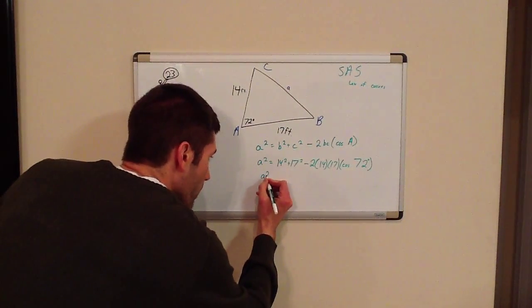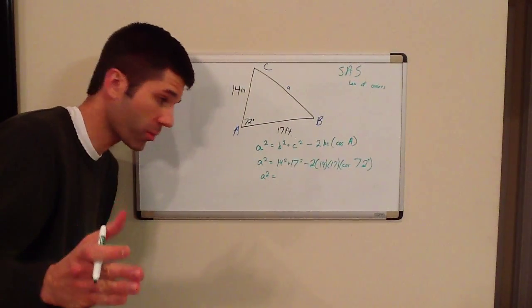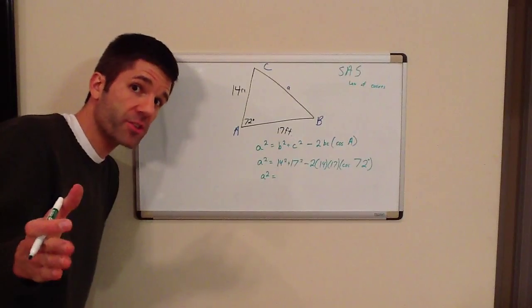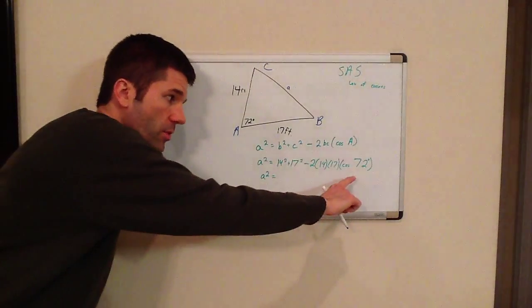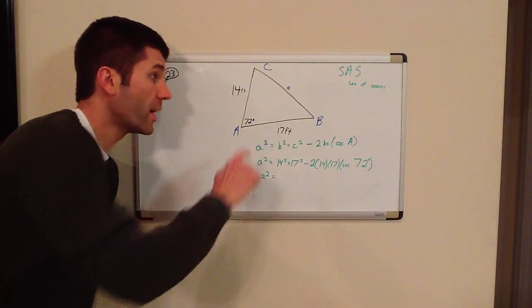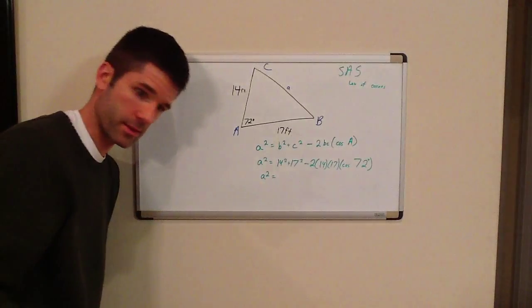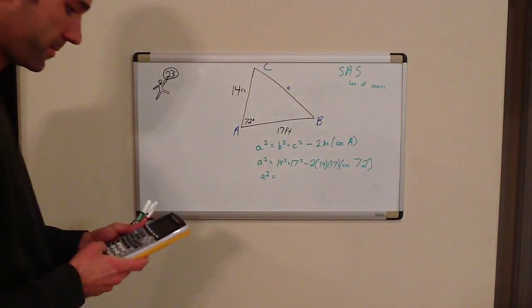Now, I want to point out something else too. Depending on what you've been doing with the other problems, there's a good chance you're in radians. Make sure you are in degrees. You need this to be in degrees. You may have to switch back and forth, so be careful. So we grab our calculator, and we're going to type that in.